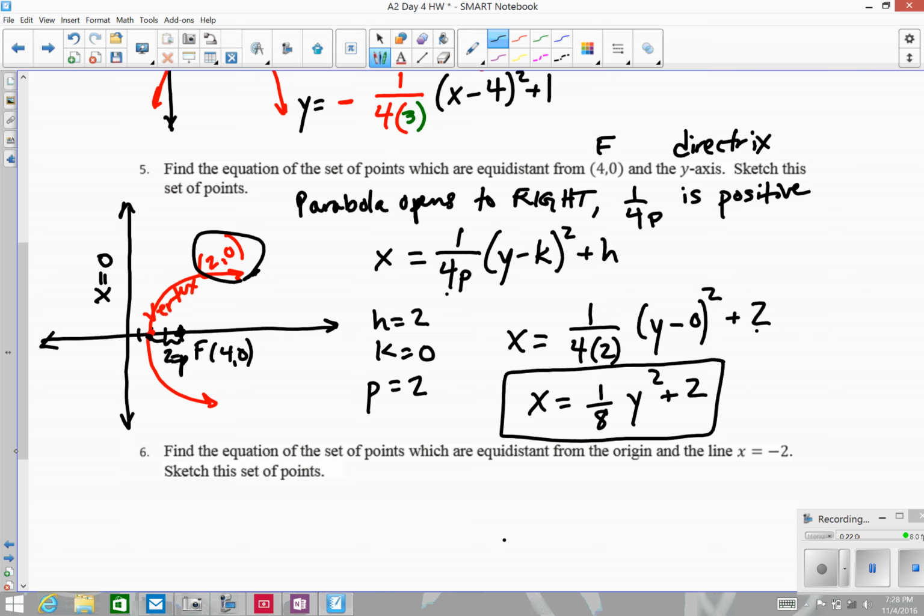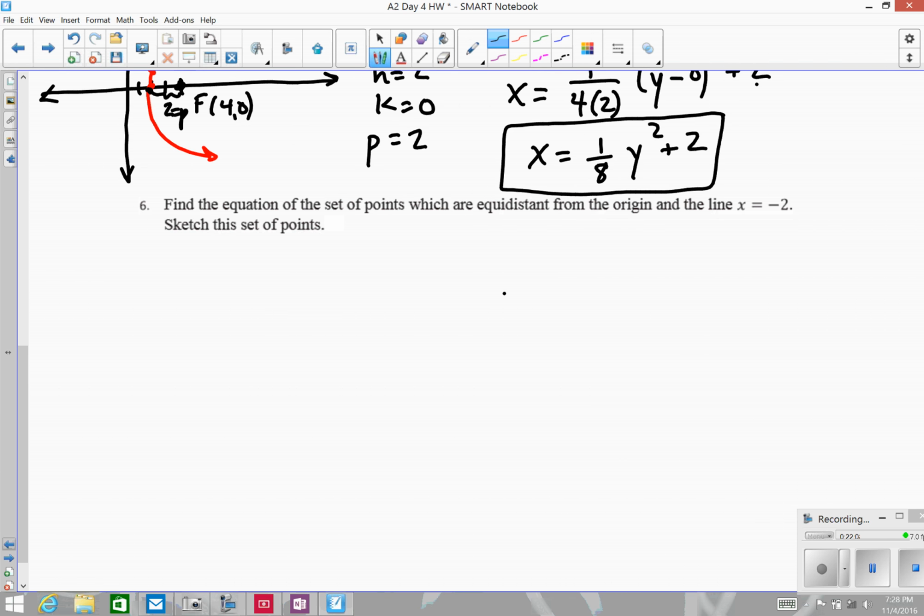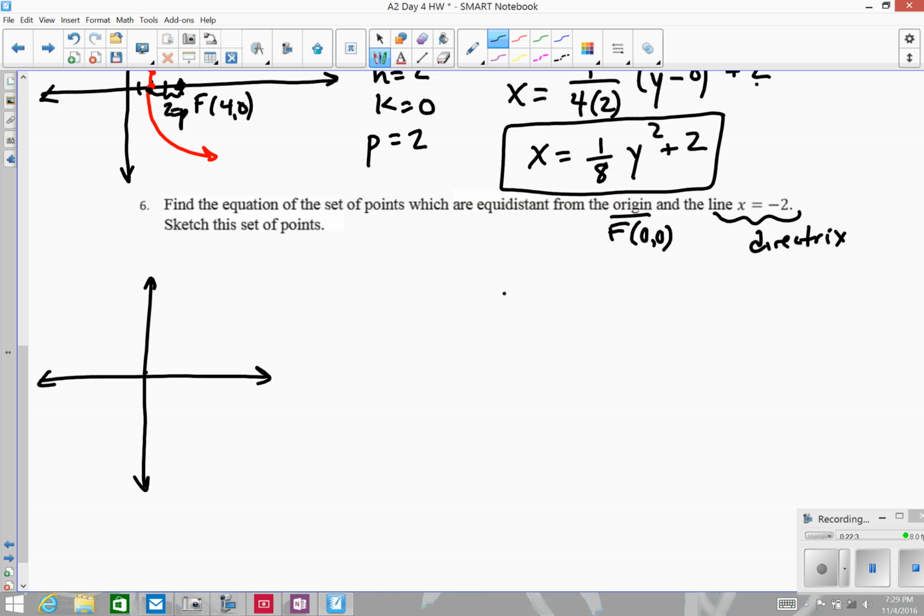Okay, if you think you've got that one, try the next one on your own. It's the last one. And again, we're going to have a directrix, which is a vertical line. It looks like we want to be equidistant from the origin. So there's our focus with coordinates 0, 0. Sketching this out, I want to see which way we're opening up. Here's the focus at 0, 0, and the directrix is the line x equals negative 2.